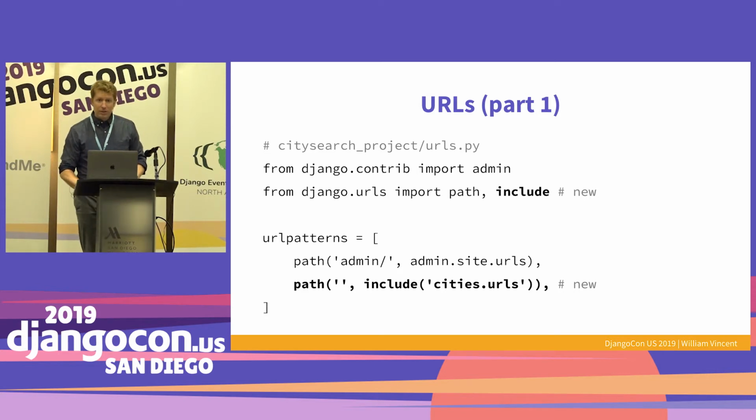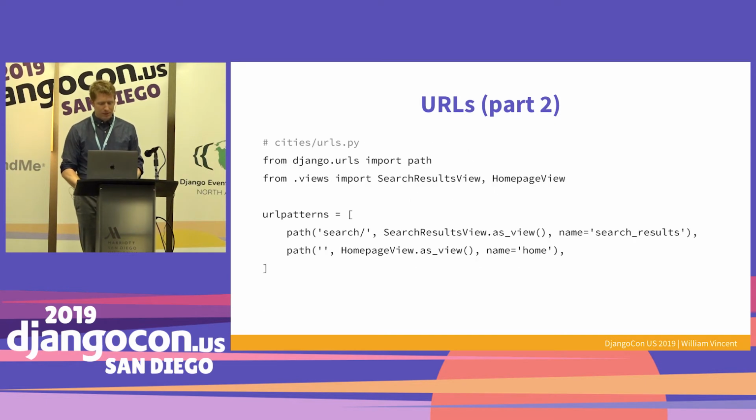All right, so blasting through these steps. This is the project level URLs file. We use include. We're adding cities. Then we have to create the urls.py file, which would be nice if it was in the apps, but it's not. So we're calling it /search. That's our search results page.